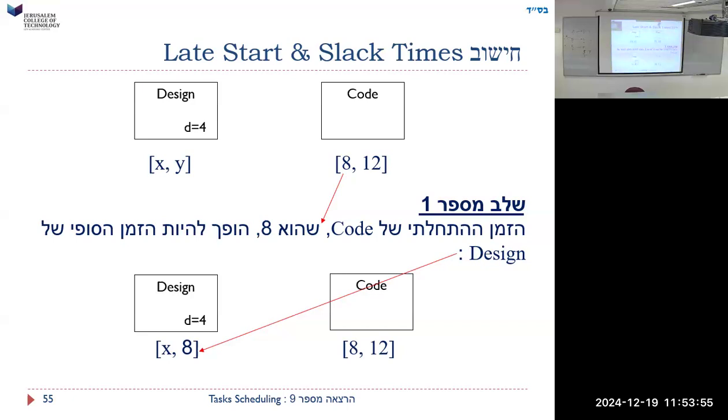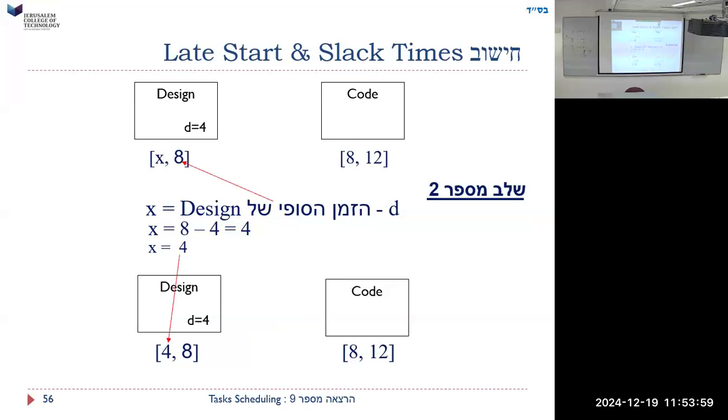I thought he was trying to figure out the slack time, but this says late start and slack times. How can I figure out slack times? So fine, obviously that's true, so it's 4 and 8 and 12. It's just so funny how elaborate he is, how much he's really explaining how 8 minus 4 is 4. Yeah, you have to explain that part.